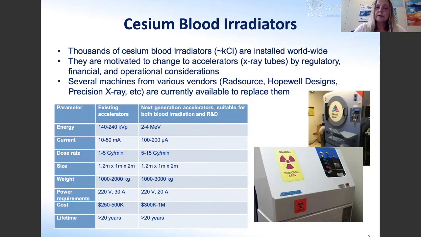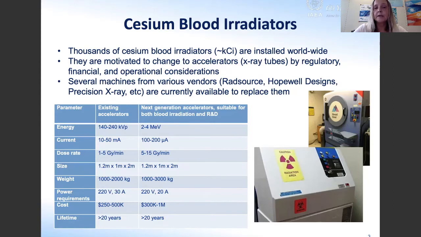I would like to add also that these numbers, as well as the numbers you're going to see on the next slide, are coming from the consultancy meeting that was conducted here at the IAEA. Several experts came to Vienna in 2019 and prepared a very thorough document that summarizes different accelerators and different ways to replace cesium and cobalt machines. And I will share the document with everyone. You can find a lot of useful information there.